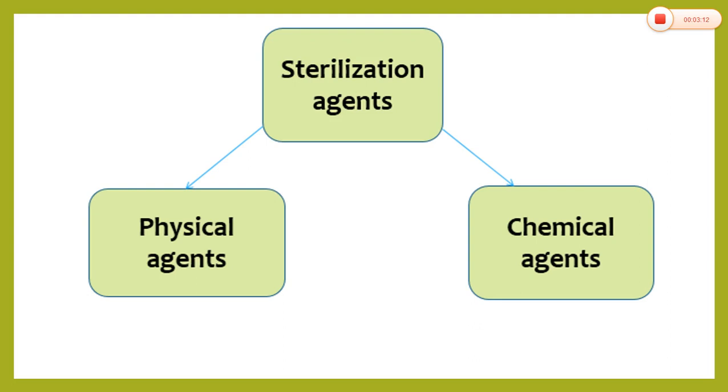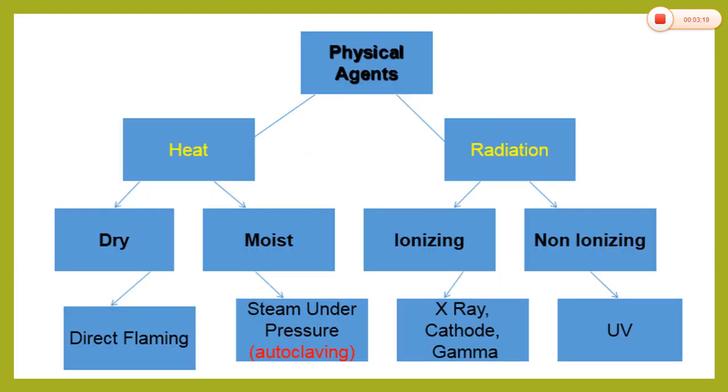Sterilization agents can be divided into physical agents and chemical agents. Physical agents include heat and radiation. There are two types of heat: dry heat and moist heat. Direct flaming comes under dry heat. Steam under pressure, that is autoclaving, comes under the moist heat. Under the radiation, there are two types: ionizing radiation and non-ionizing radiation. X-rays, cathode rays, and gamma rays are the ionizing radiation. UV rays is the non-ionizing radiation.